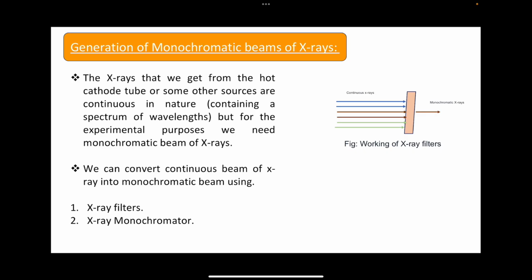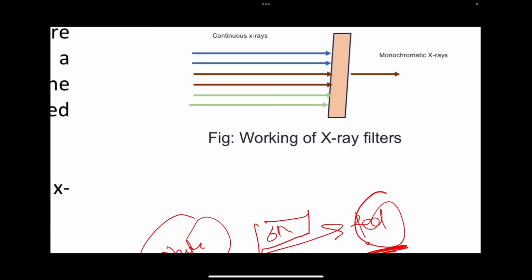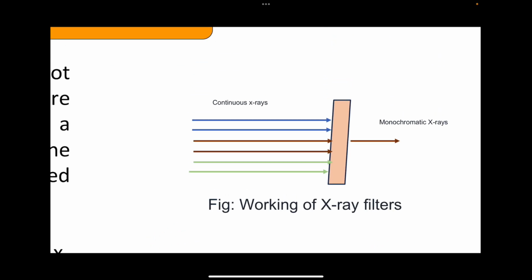Now, the generation of a monochromatic beam of X-rays. The X-rays that we have gotten are continuous in nature, meaning they are a composite of various wavelengths, but we need only one particular wavelength. We use a monochromatic source. Like with white light in visible light, we just want to use the red light, so we have to cut out all the remaining different wavelengths. This is what monochromators are used for, because we don't want all those wavelengths to hamper our analysis. We use X-ray filters for this.